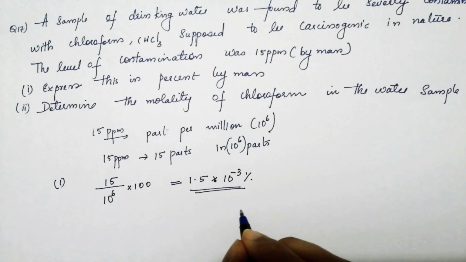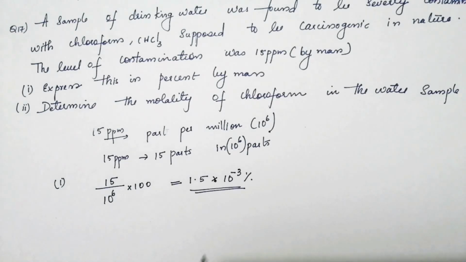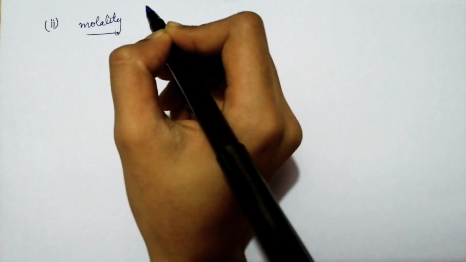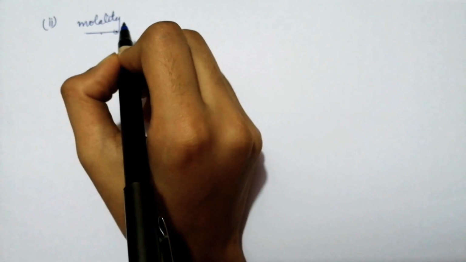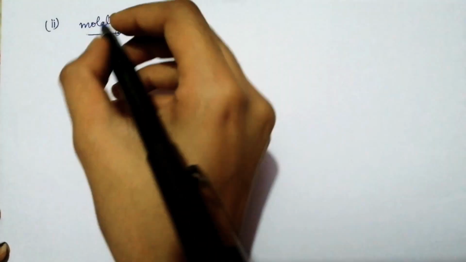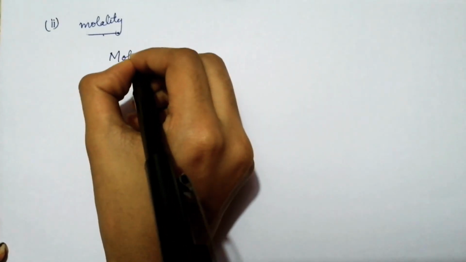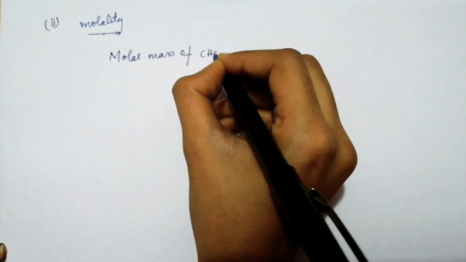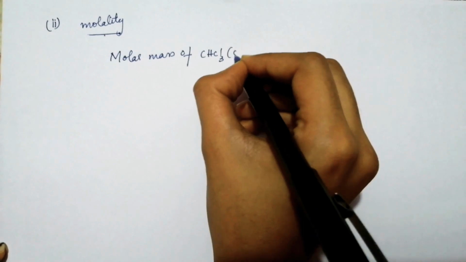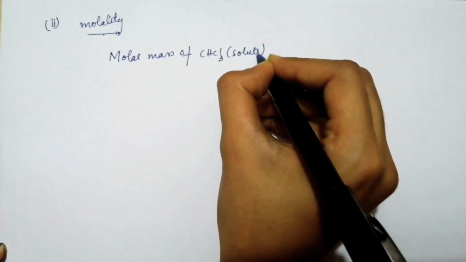Now moving ahead with the next part of this question. In the next part, we are asked to calculate the molality. Remember that it is molality and not molarity. So here, to calculate the molality, let us first calculate the molar mass of CHCl3, that is chloroform, and in this question, this is the solute that we are talking about.